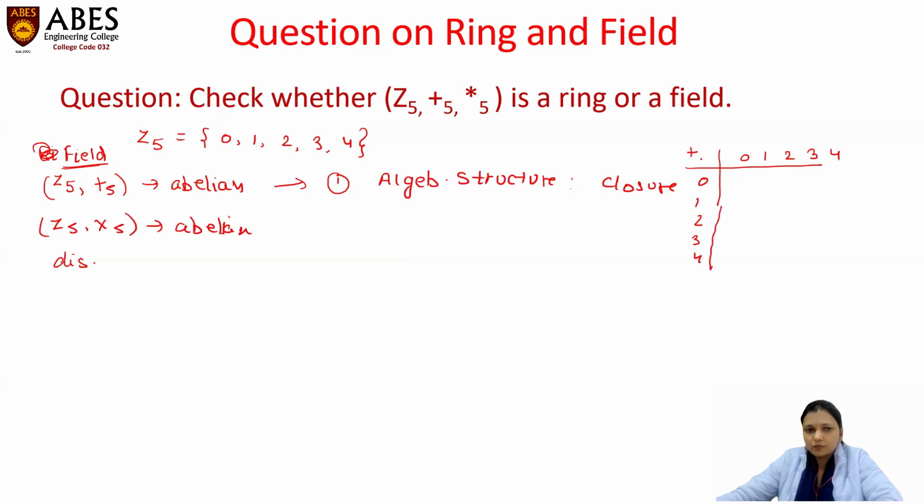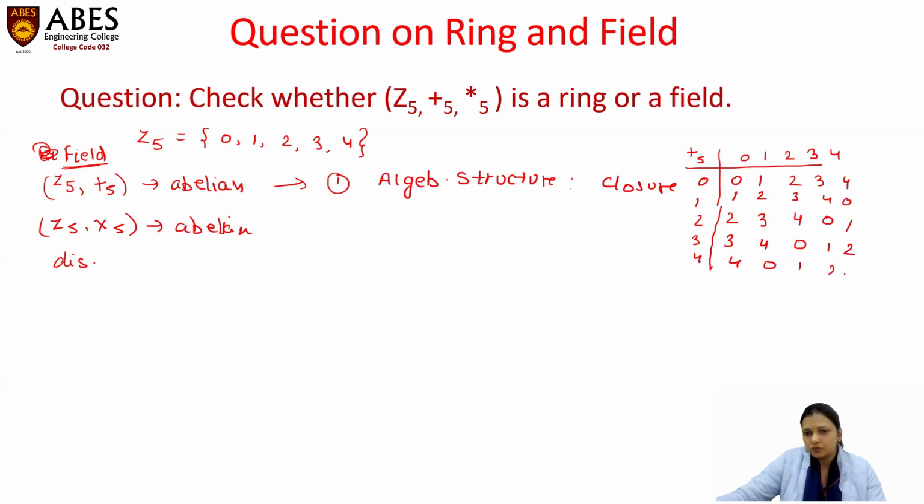The operator is addition modulo 5. So this will be 0, 1, 2, 3, 4. The addition modulo 5 operator is also explained in the previous lectures of this unit. Kindly refer to those lectures. 1 plus 1 is 2 and the remainder will be 2. This is 3, this is 4 and this will give you 0. 2 plus 0 is 2. This is 3, this is 4 and this will give 0, 1. Here 3, 4, 0, 1, 4, 0, 1, 2, 3.